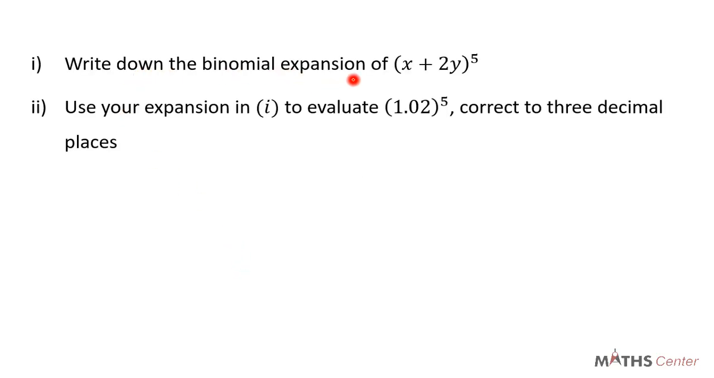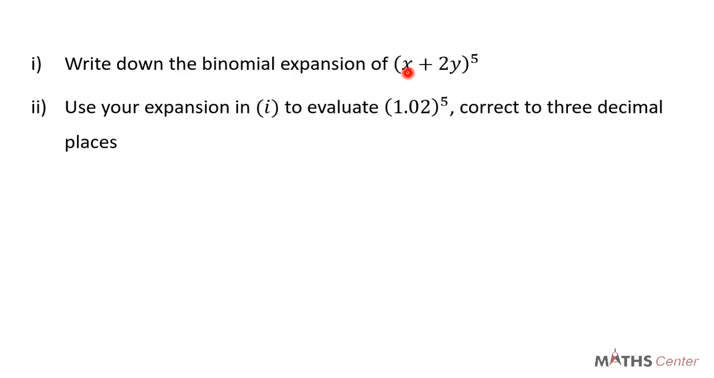Write down the binomial expansion of (x + 2y)^5. Use your expansion in part i to evaluate 1.02^5, correct to 3 decimal places.